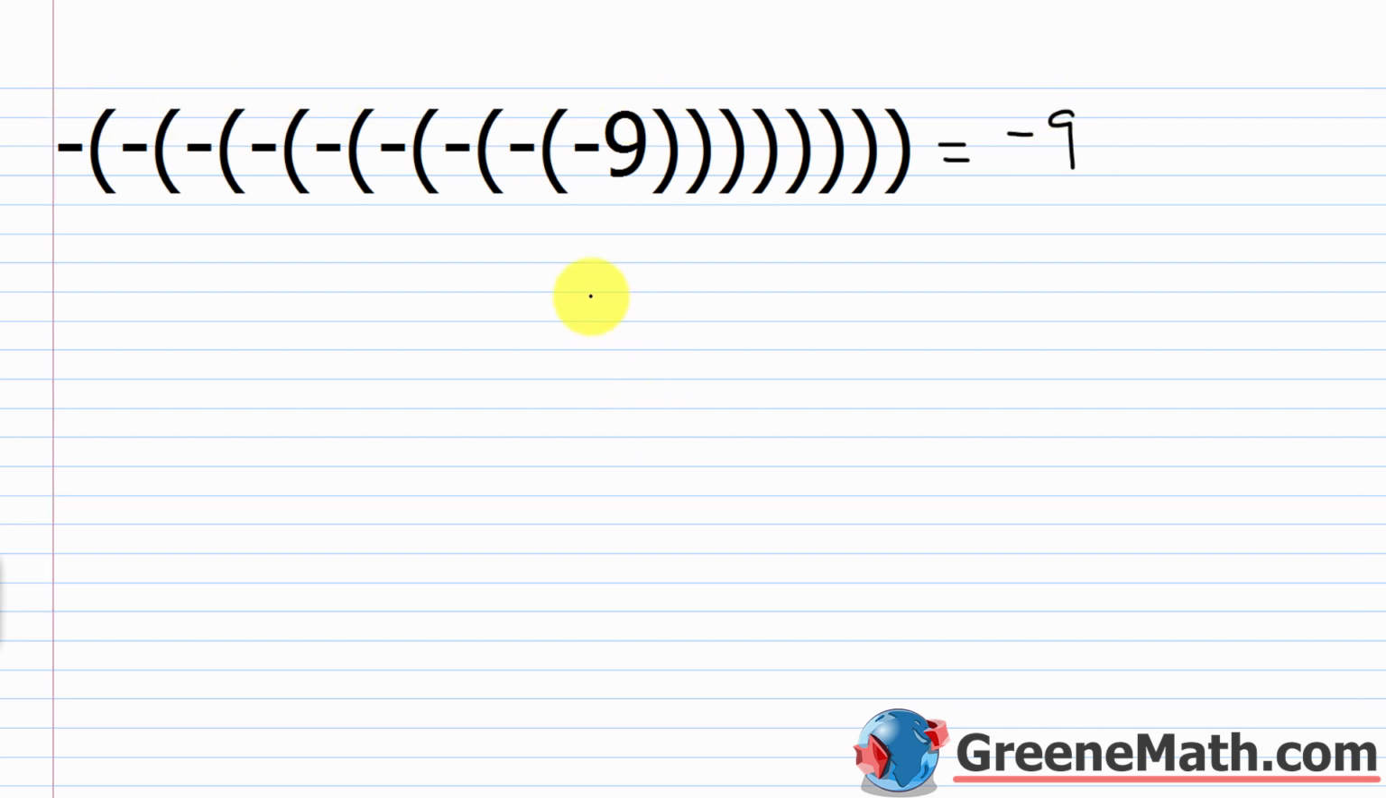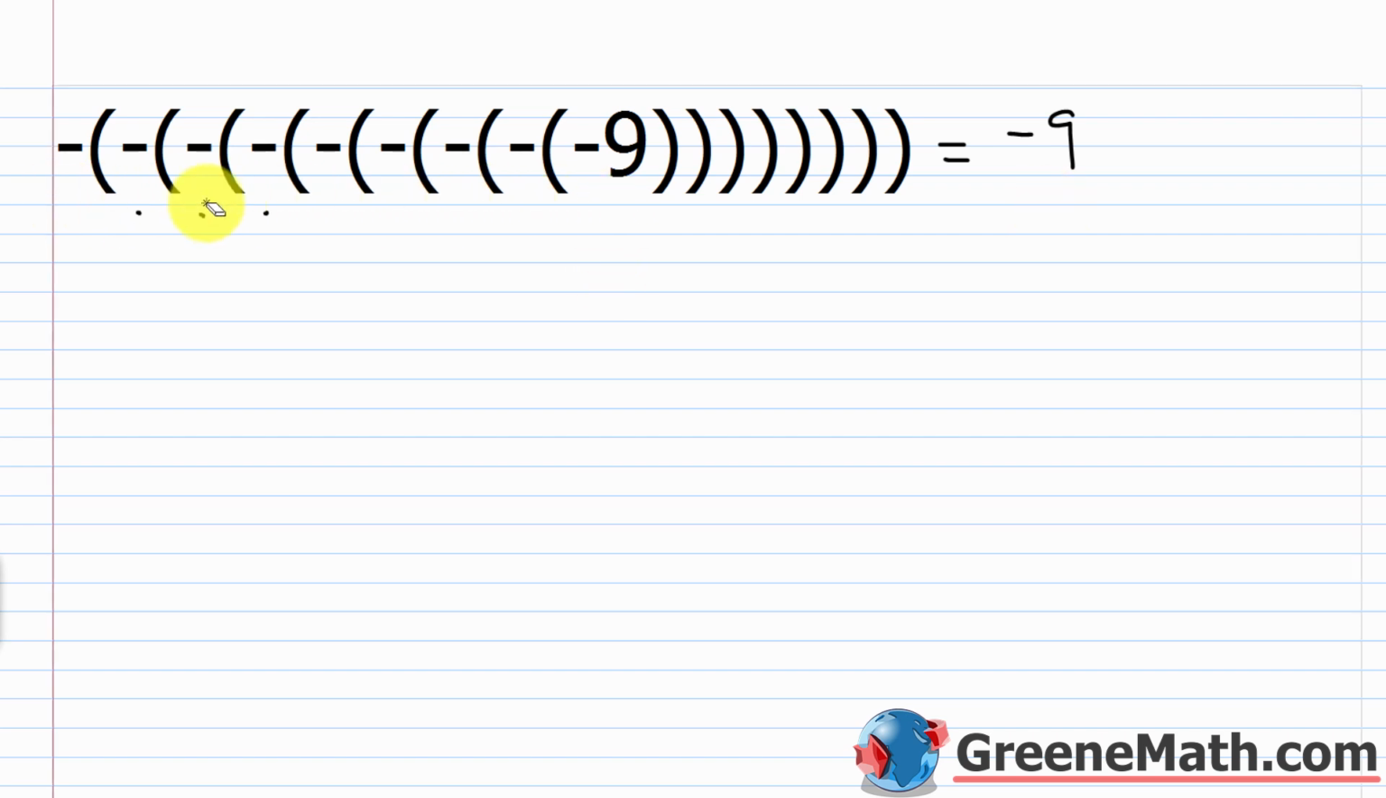Again, the easy way is to count. 1, 2, 3, 4, 5, 6, 7, 8, 9. 9 is an odd number. It is not divisible by 2. 9 divided by 2 is 4 with a remainder of 1. So it's an odd number. So that's why we get a negative result.